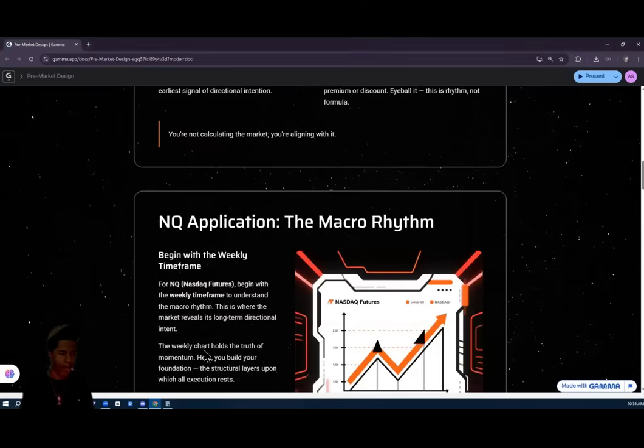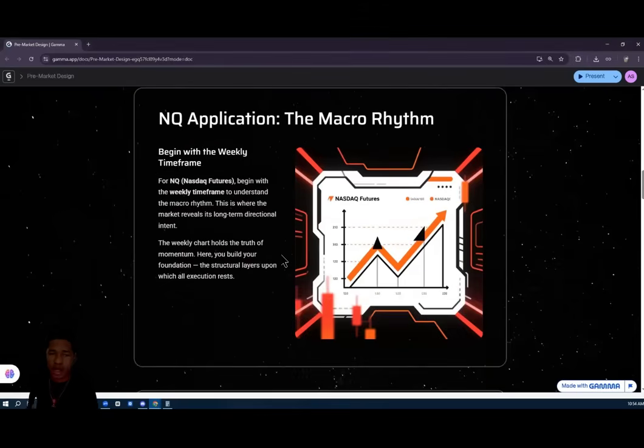Yes. So now, the NQ application, the macro rhythm. How do we actually draw out our fibs? When it comes to drawing out our fibs, for NQ and gold there are two specific ways. I only have them for NQ and gold because those are the only two things I'm trading. It's the same thing for S&P 500 and MES and really anything. But this is how I do it for NQ.